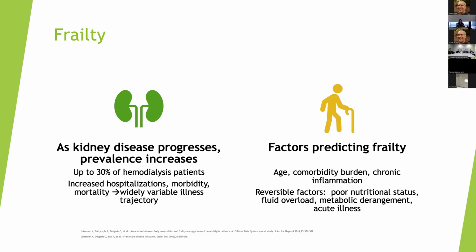So looking at the reversible factors, which this article is saying, if you're frail, you can reverse some of that damage that's been done. Not all hope is lost. Looking at nutritional status, fluid status, metabolic derangements, and then, of course, preventing acute illness or treating it as soon as possible.